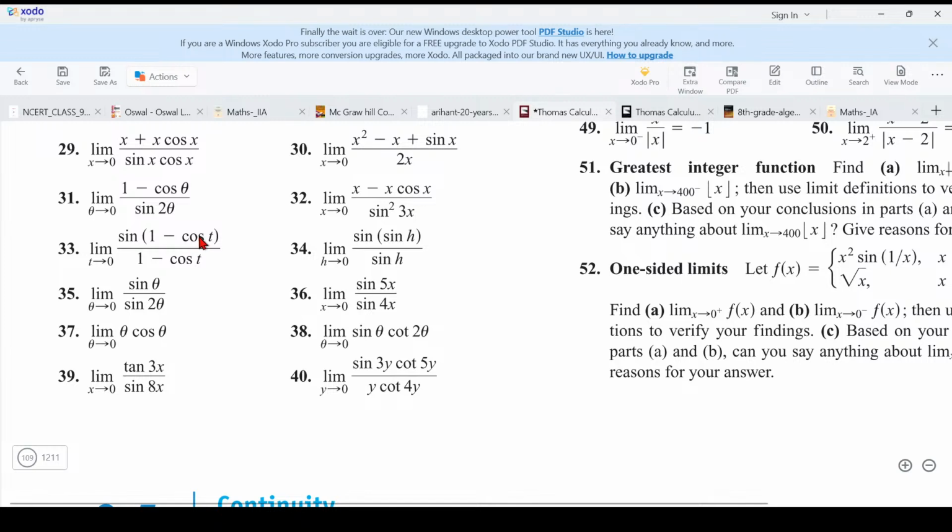Sine of 1 minus cos theta by 1 minus cos theta. Cos 0 is 1, right? This is nothing but sine theta by theta when theta tends to 0. Agreed? This is actually 1 minus cos theta means sine theta, right? Sine theta by theta when theta tends to 0.